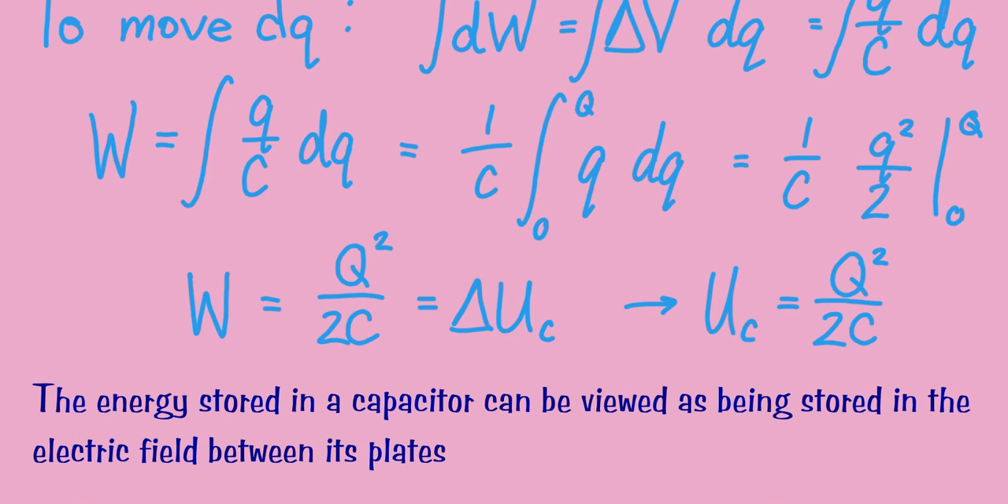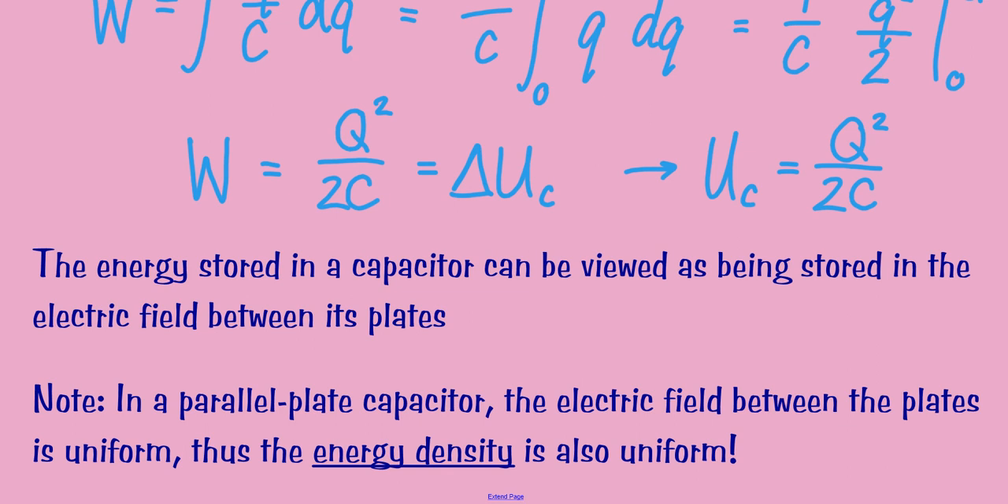A couple of other facts about the energy stored by a capacitor. It can be viewed as being stored in the electric field between its plates. That's where that energy comes from. That's why charges have a potential to move, is because we're setting up an electric field between the plates of the capacitor. One other fact.